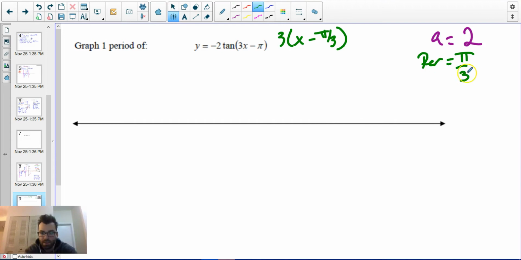Now, it just so happens that these are both the same. That's not always going to be true. Don't let that trip you up. This did not come from here. This came from dividing pi by my B value, which is also 3. My horizontal shift is right pi over 3. There's not a vertical shift.